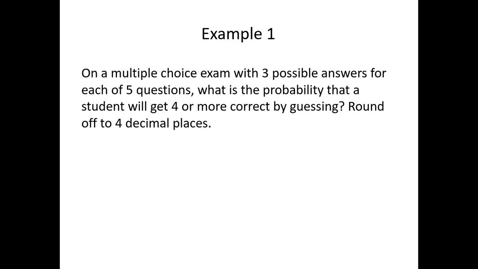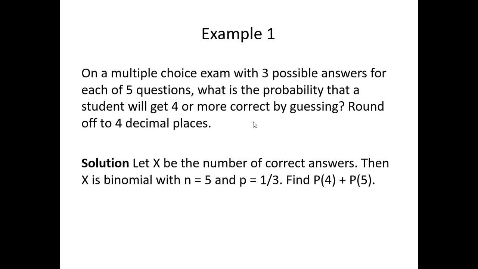So suppose there's a multiple choice exam with 3 possible answers for each of 5 questions. What's the probability that a student will get 4 or more correct by just guessing? And let's round this off to 4 decimal places. So 4 or more correct by guessing. So we're interested in the cases where they get 4 correct and 5 correct out of the 5 questions.